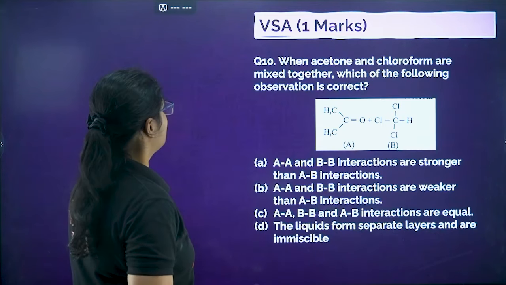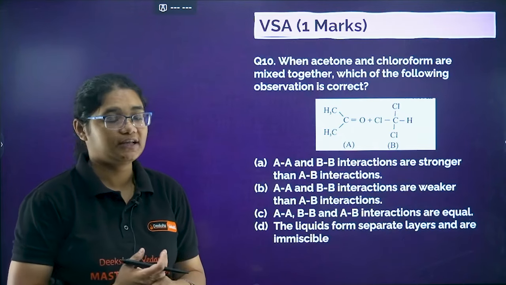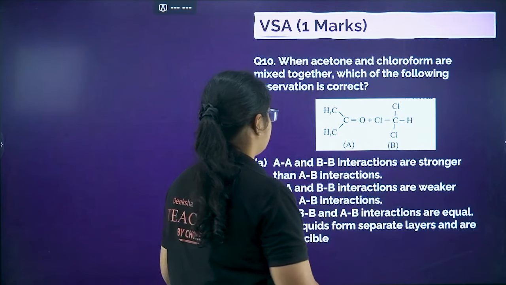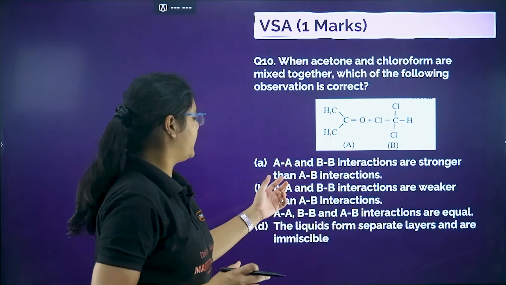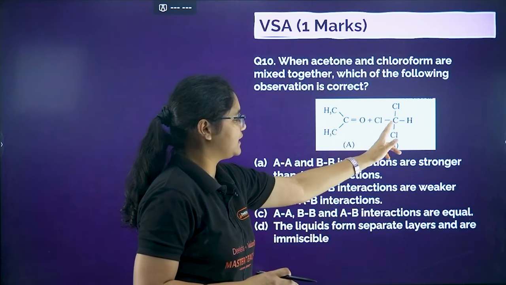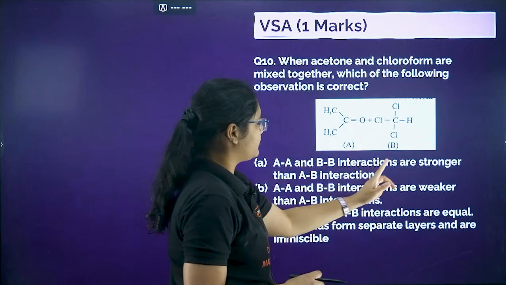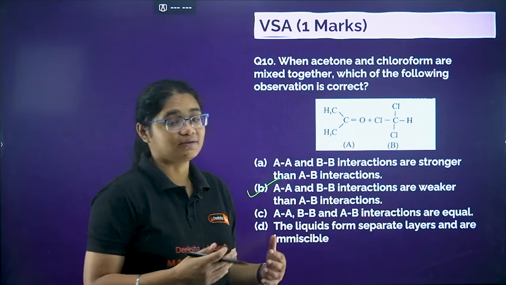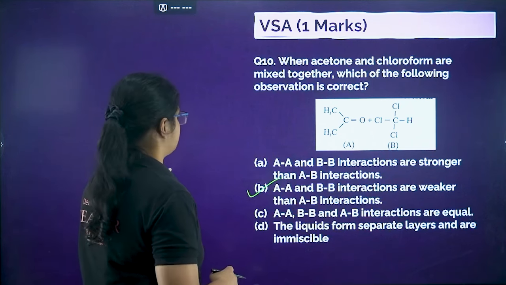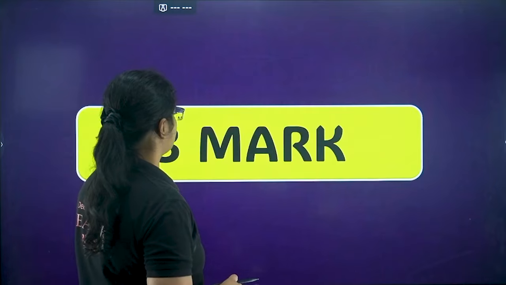Next we have, when acetone and chloroform are mixed together, which of the following observations is correct? Okay, so AA and BB interactions are stronger? Yes, they show negative deviation. So here what happens, AA and BB interactions are weaker than AB interactions, and that is why we get negative deviation here. So option number B. Okay, so now let's move to the 3-marker questions.